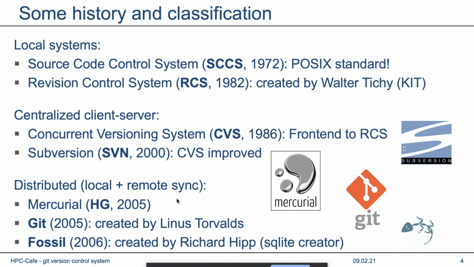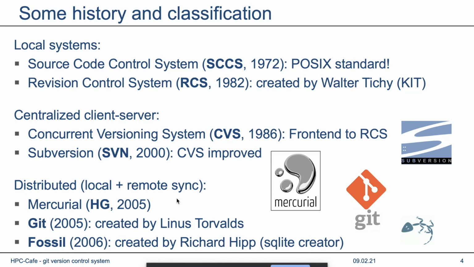By the way, at roughly the same time, three different systems came up. There are more, of course, also commercial systems; these are just some open source systems. Mercurial, HG, in 2005. Then Git, which was created by Linus Torvalds, also in 2005, as a replacement for BitKeeper. And finally, I also want to mention Fossil, an alternative created by Richard Hipp, the SQLite creator.